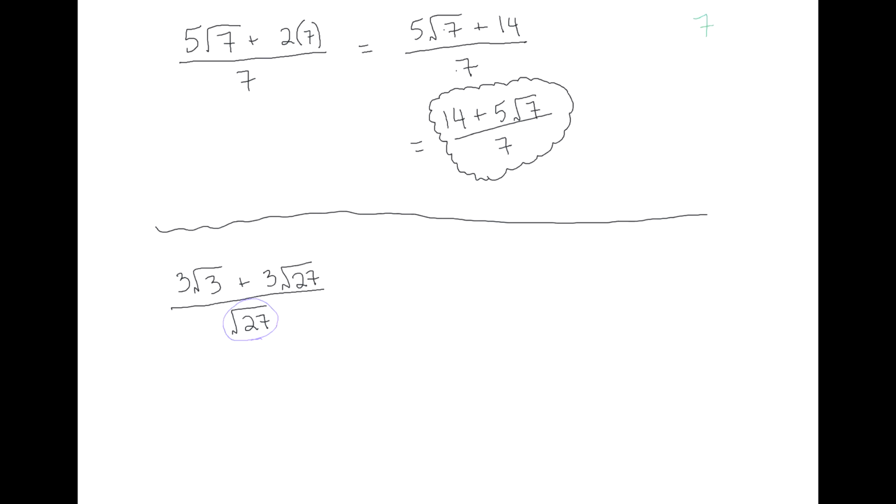I'm gonna multiply by whatever my problem is. So the square root of 27 over the square root of 27 should fix the problem. Now I have the square root of 27 times 3 square root of 3 plus 3 square root of 27, over the square root of 27 times the square root of 27.